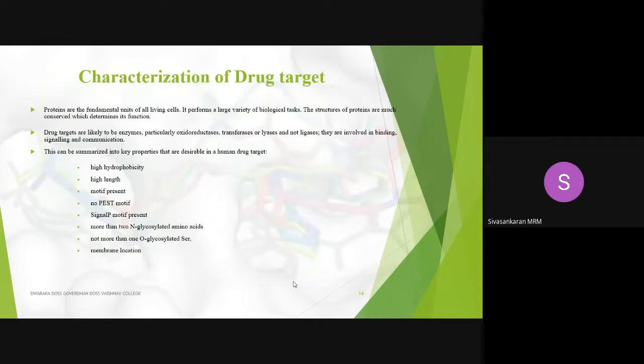The characterization of drug targets. The proteins are the fundamental units of all living cells. They perform a large variety of biological tasks. The structure of proteins is of much concern, as it determines their function. So we need to take into account the structural database of the particular protein. The three-dimensional structure of a protein determines its functionality as well as the regions where the ligand goes and binds to it. The drug targets tend to be enzymes, particularly oxidoreductases, transferases, or lyases, and not ligases.